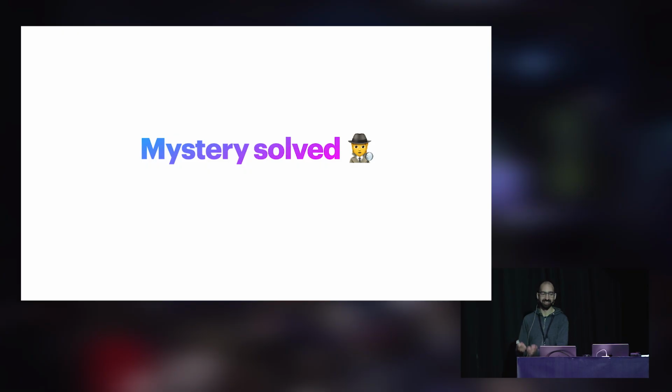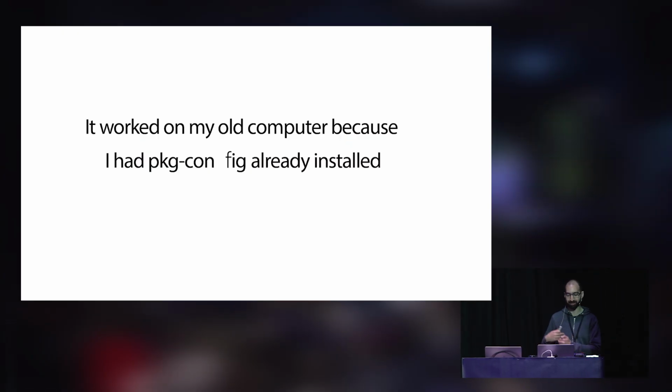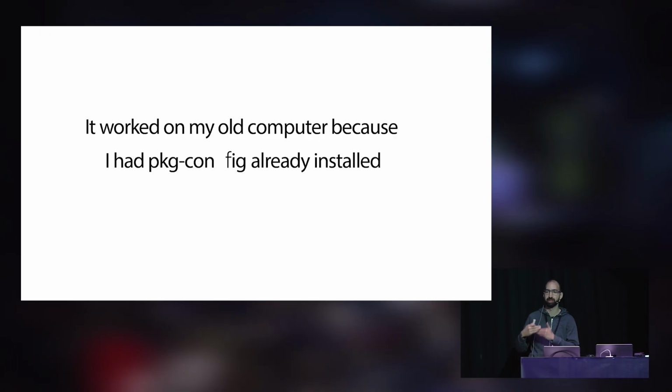So the mystery is solved. The reason it worked on my old computer is that I already had pkg-config installed. And the reason I had that and never had any idea is that it's declared as a dependency of many, many brew packages. So if you've had your computer for a while and you installed a bunch of brew packages, there's a very decent chance that you have pkg-config already installed. And if you get a new computer, this should be one of the first things you do.